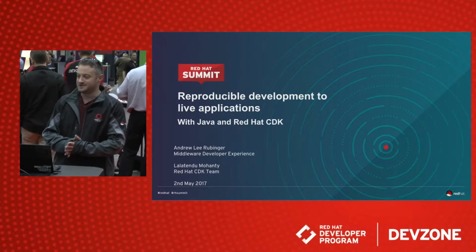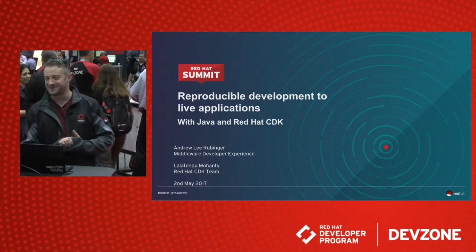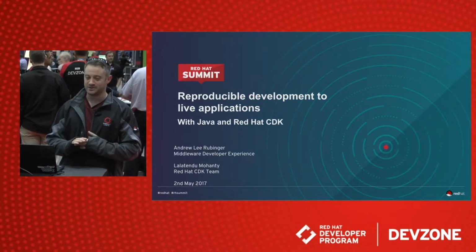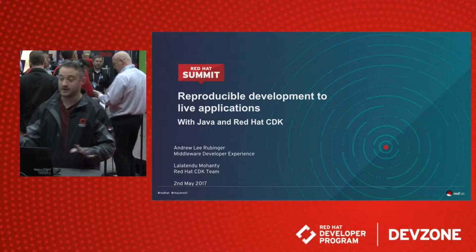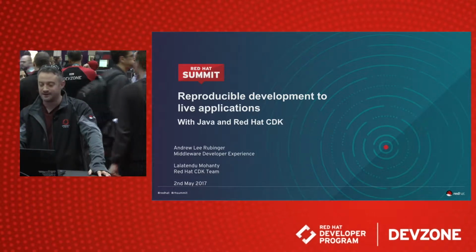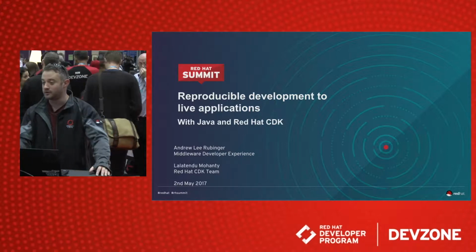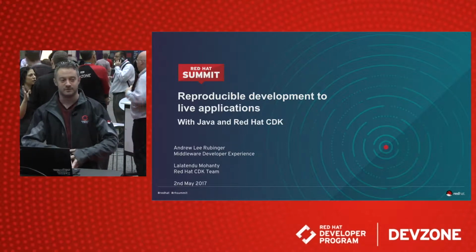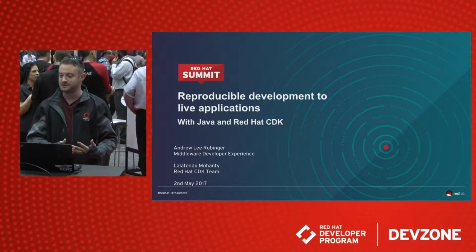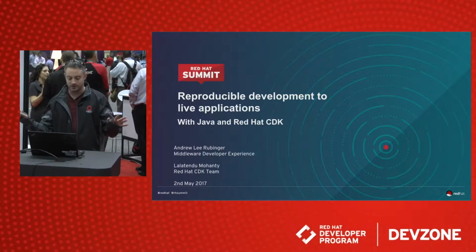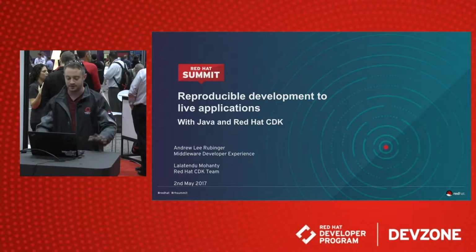Good morning, everyone. Day 2, I think, of Red Hat Summit. We're going to try and do something about as quickly as possible. My name is Andrew Rubinger, and I work in the developer experience group over in middleware, so it's our job to make sure that people are getting going as quickly and easily as possible. And today we're going to show you what we've brought over to Summit this year.